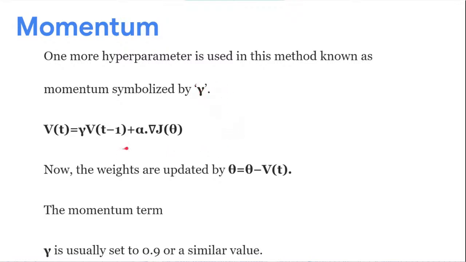Okay, and we have this function written here to determine and to include this symbol of momentum. And now the weights are updated using that form here. The momentum term is usually set to 0.9 or a similar value. Okay, so generally it's 0.9. So that's in general about gradient descent and including momentum.